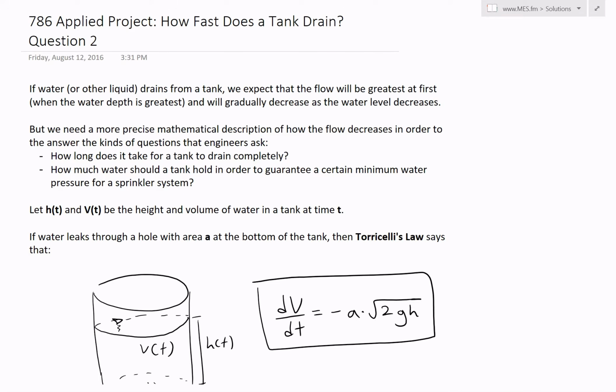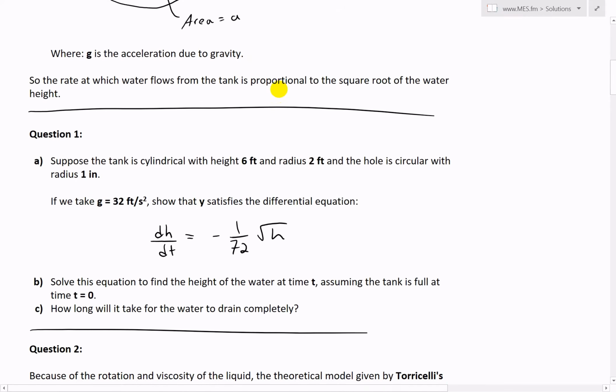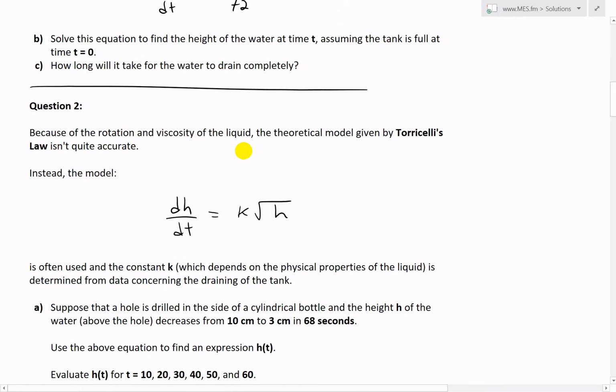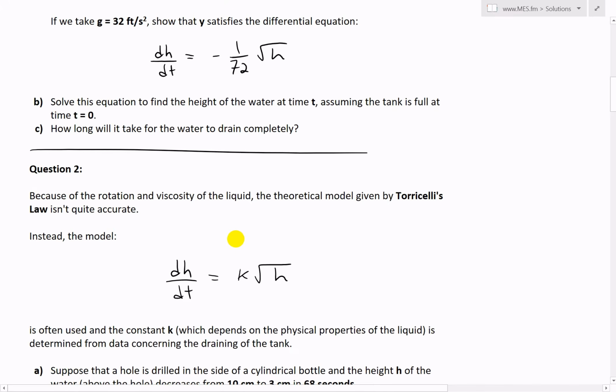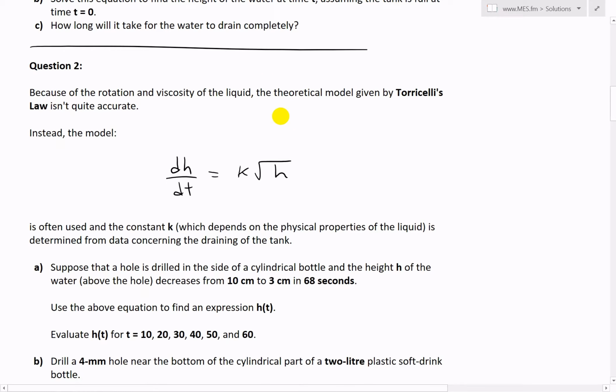Turn to discuss further into the applied project: How fast does a tank drain? This is the one where I went over question 1 in my last video, and now we're going to go over question 2. Make sure to watch my earlier video to get a recap on this applied project. I'm not going to go over the recap much here. I did question 1 in my last video, and now let's look at question 2. If you haven't seen the question 1 video, make sure to watch that so that you get a better idea of this question 2.